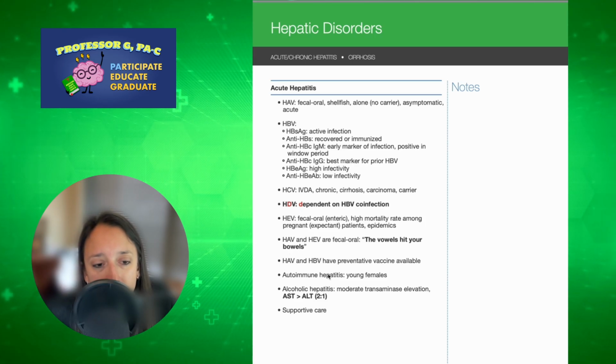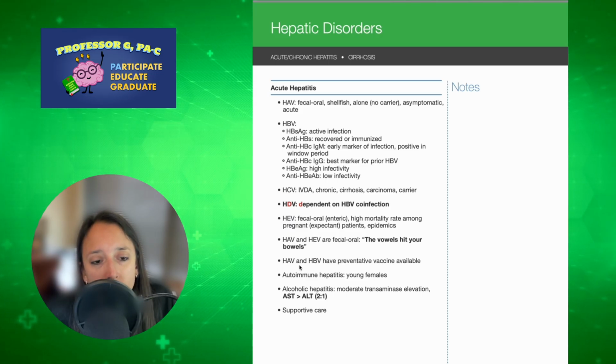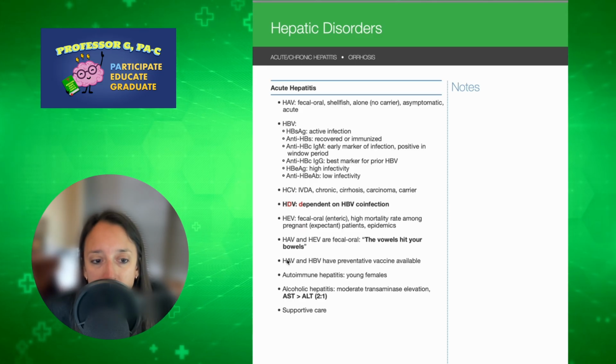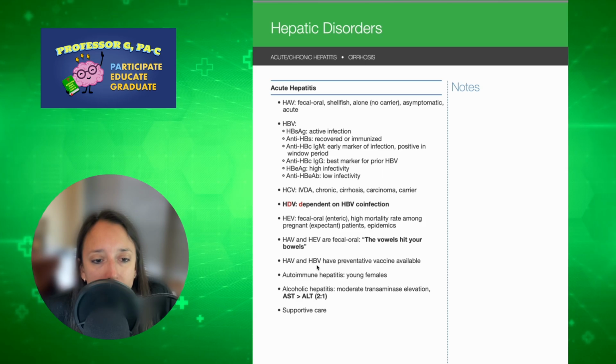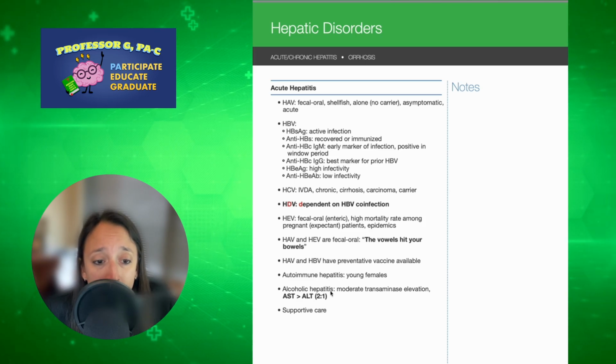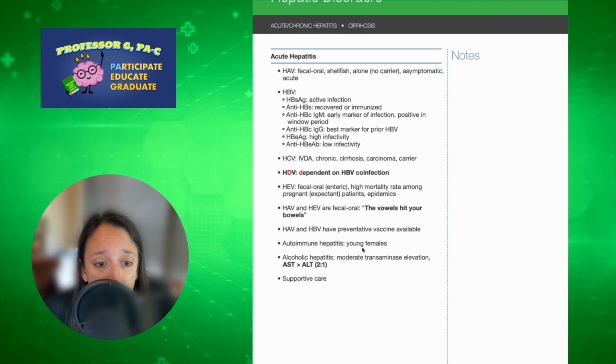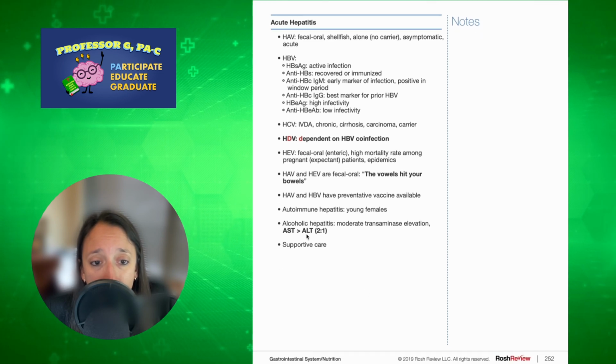And then there is a vaccine available for hepatitis A and B. So we usually do Hep A vaccines, not routinely, but it is now routine in the peds population in the schedule of vaccines. But we do it like for travelers and things. And then Hep B we use especially in healthcare settings. Okay. Autoimmune hepatitis can happen. Look for that in young females. And then alcoholic hepatitis, look for that AST to ALT 2-to-1 ratio.